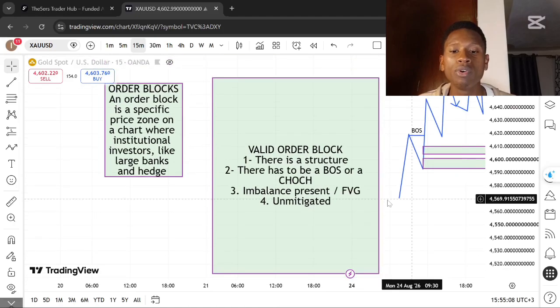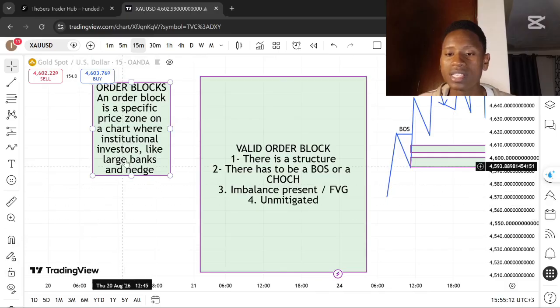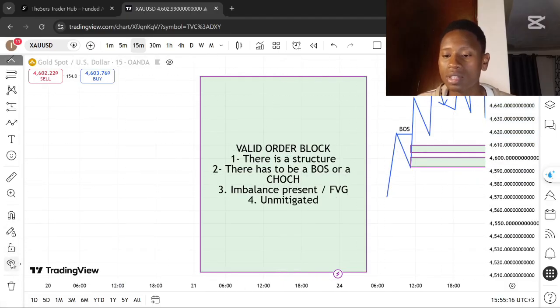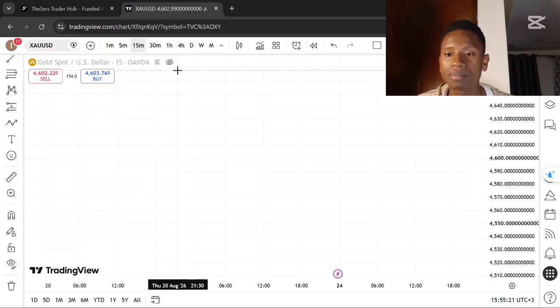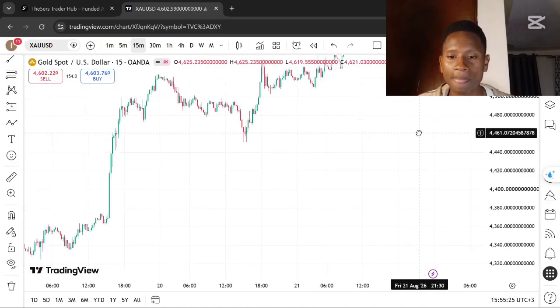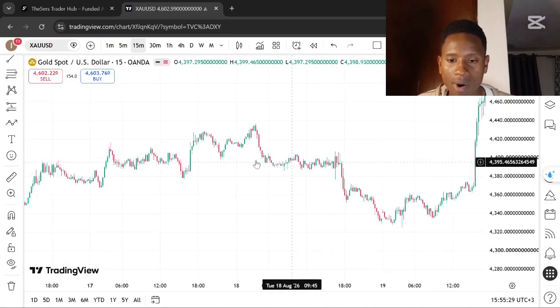I hope you've written all this, because now we want to go straight into the charts. I'll delete all this. Let's get into the chart now so that you can see how the order blocks actually work.